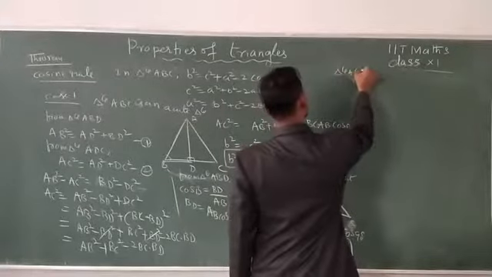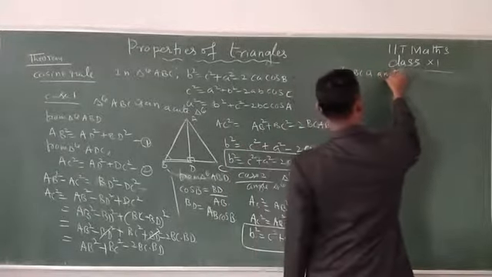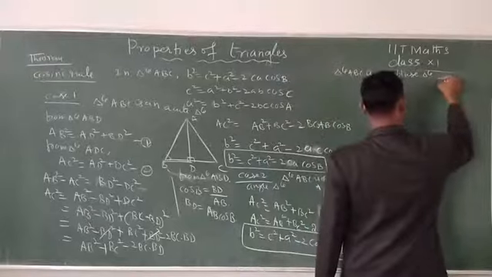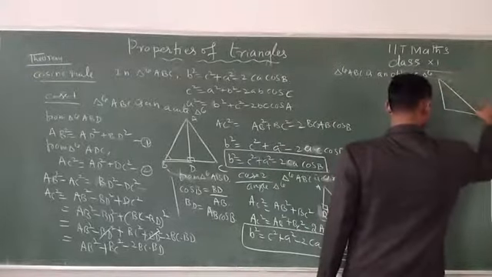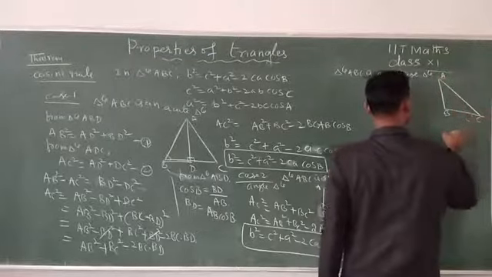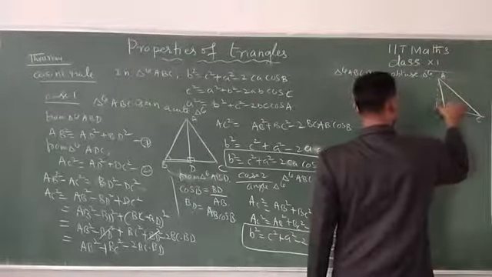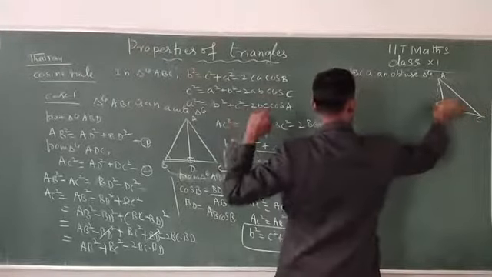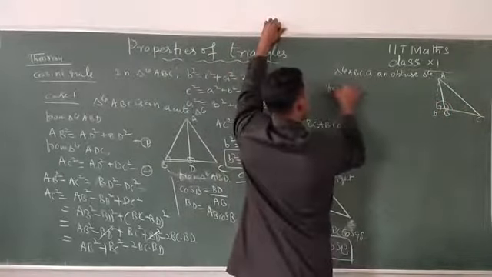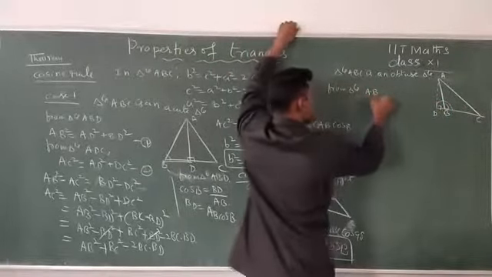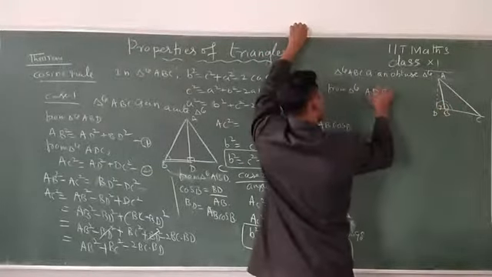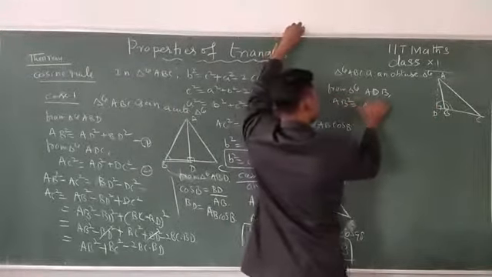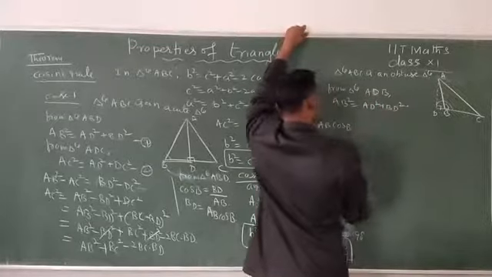Now case 3: triangle ABC is an obtuse triangle. See here how to draw. This is obtuse triangle ABC. Now you have to draw a perpendicular on BC. This is D. Now see here this is B, then this is 180 minus B. From triangle ADB, a right angle triangle at D, we have AB square is equal to AD square plus BD square.